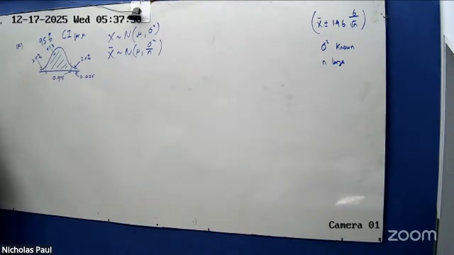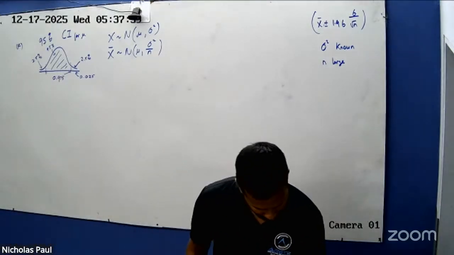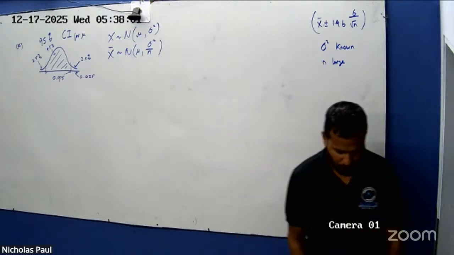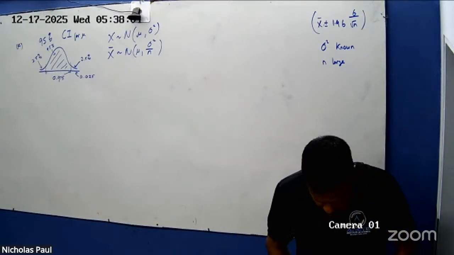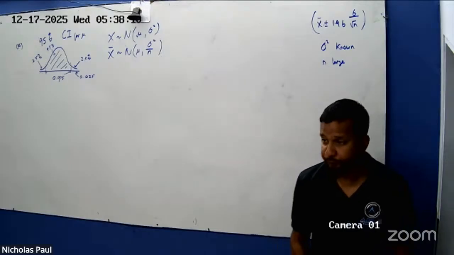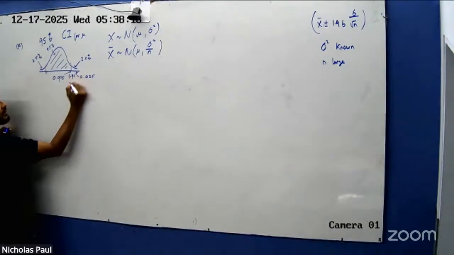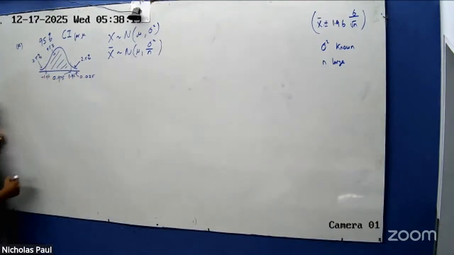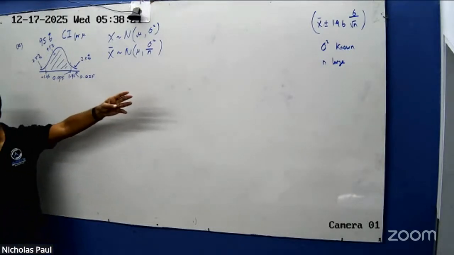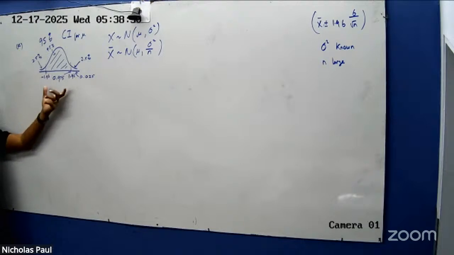Do me a favor now. Go to your tables and read off what gives a probability of 0.975. Go to the same table I gave you. 1.96. So this value here is 1.96, and this value is minus 1.96. That's okay? So all that will really change in these questions is that 1.96 value. The formula stays the same. What I'm trying to show you is how to get that value.